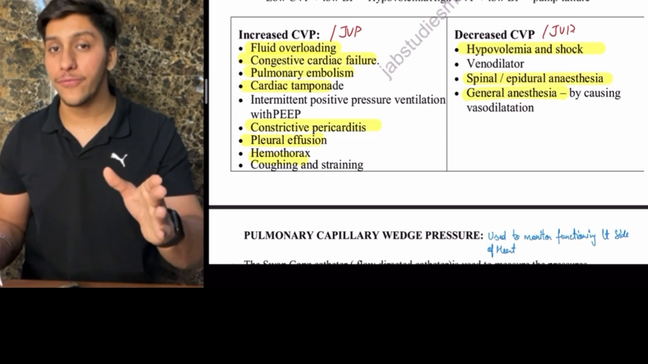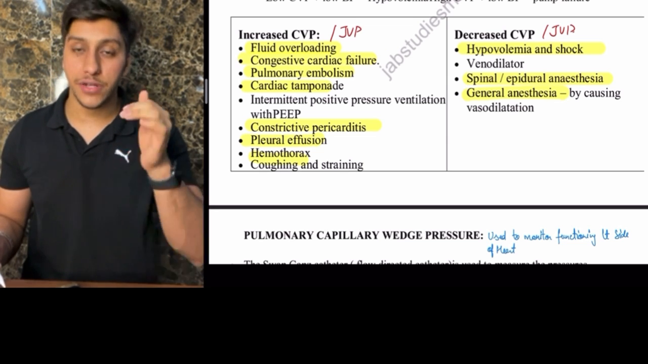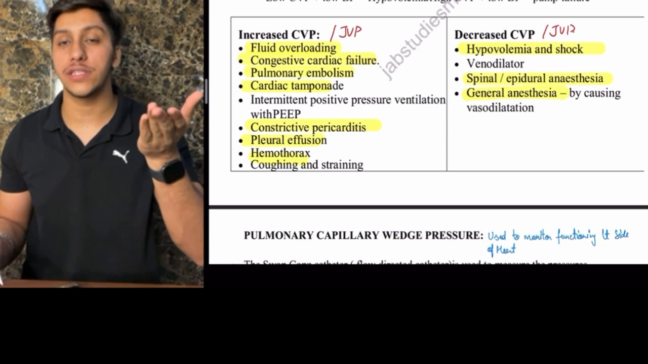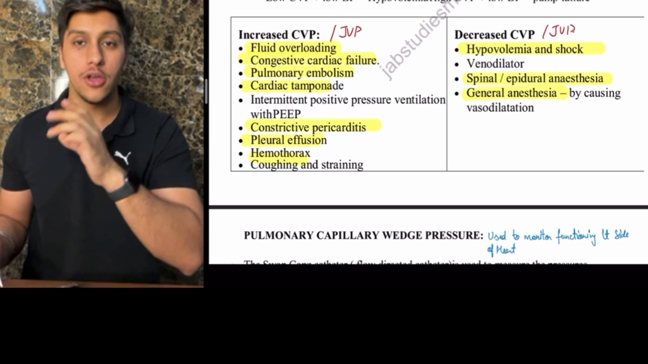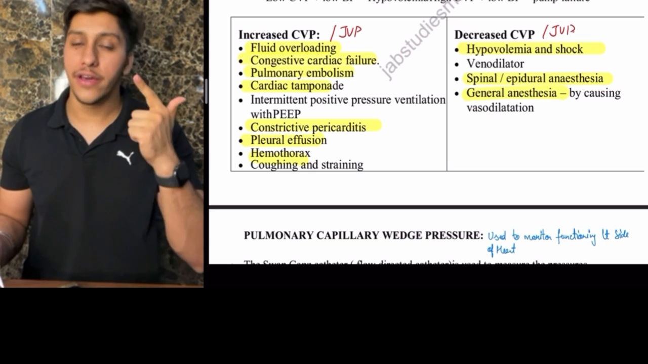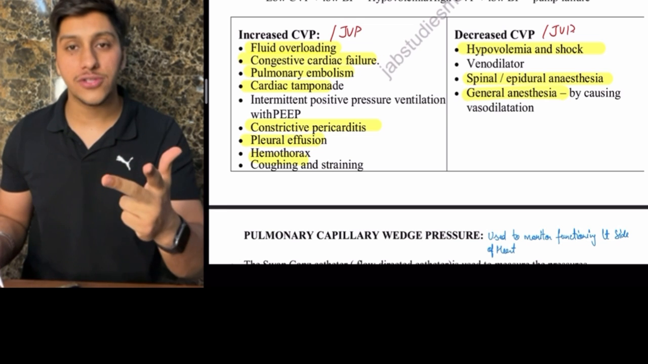Remember guys, usually the JVP decreases in inspiration, but if the JVP is still increasing in inspiration, that is known as Kussmaul sign. Kussmaul sign can be seen in 3 conditions: constrictive pericarditis, restrictive cardiomyopathy, and the third one is going to be cardiac tamponade.